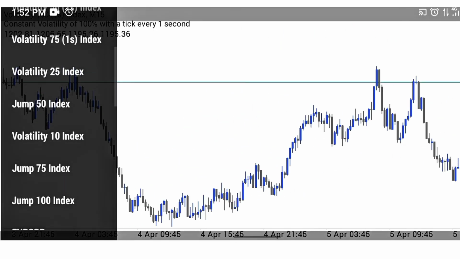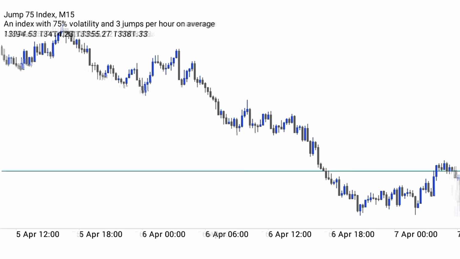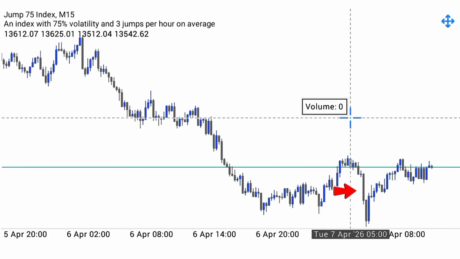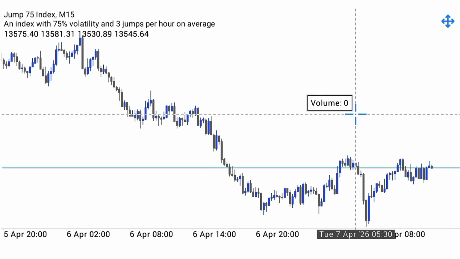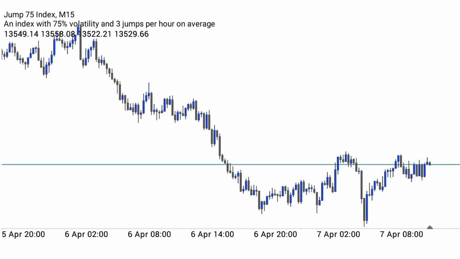If you go down to Jump, let's see Jump 75 here, what they tell you is an index with 75% volatility and 3 jumps per hour on average. So when you are trading this asset, you are expecting at least 3 jumps. What do they mean by jumps? Jumps means a spike, something like this one here, or this one. That's what they mean by the jump. So if you are trading this asset, you should be aware. They are telling you beforehand how this asset works, so you know what you are trading.